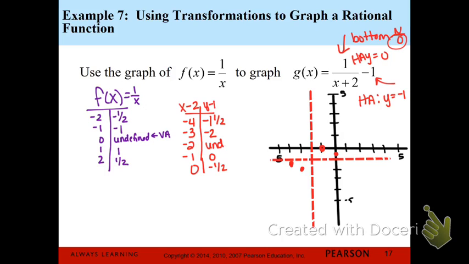And now, you see how we have our dots there? We can connect our dots, and they're shaped by those asymptotes. So this one's going to go like this. This other side's going to go like this. And there's our graph.